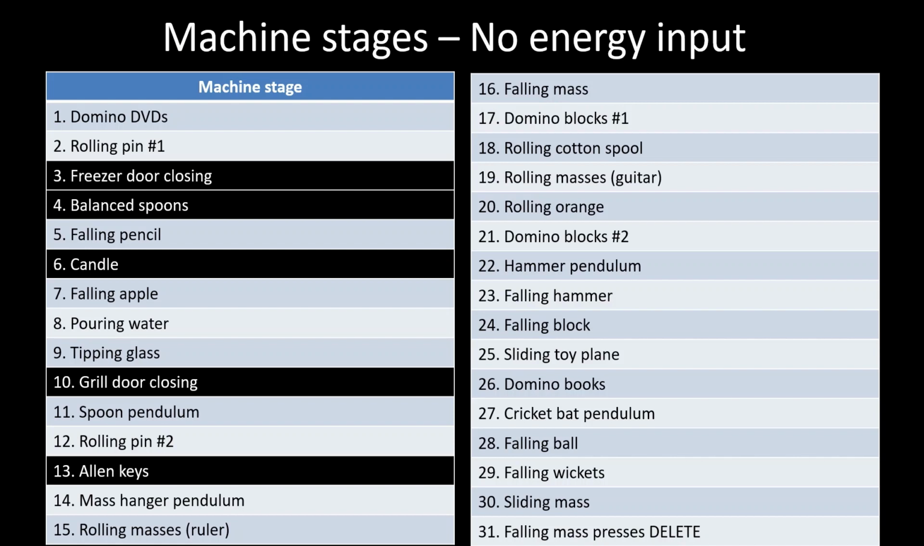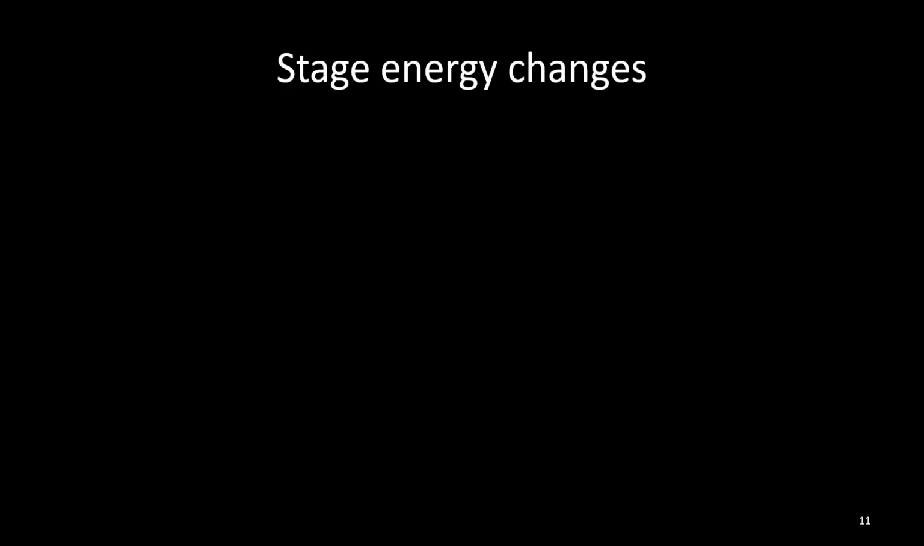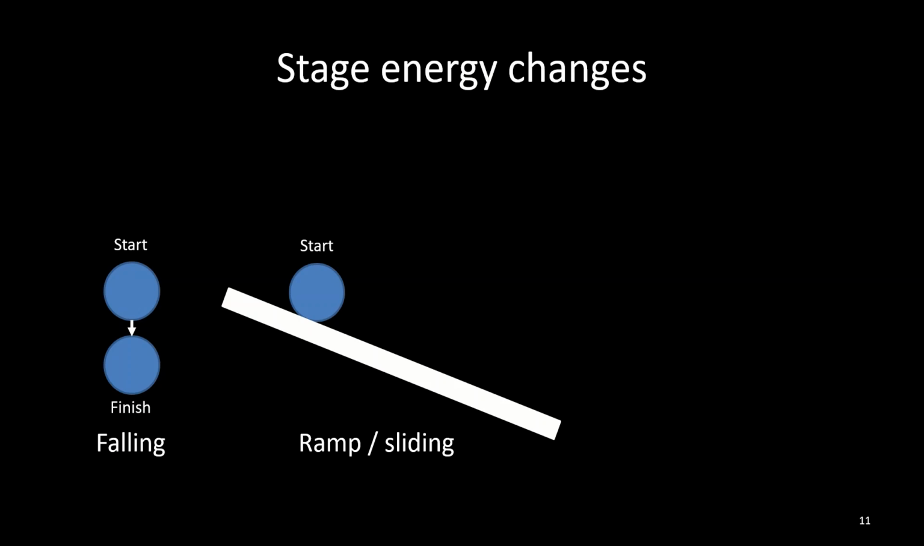So to actually calculate the energy changes that are occurring in each of the stages, there are three main types of transfer going on, which are all basically the same thing. There are stages where something falls, so it starts high, moves down and ends up at a lower point. There are stages where something is on a ramp or sliding, and it starts at a higher point and ends up at a lower point.